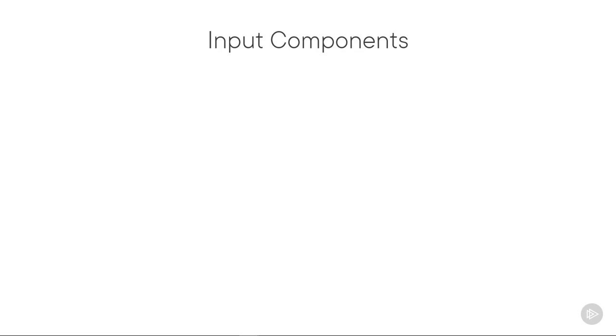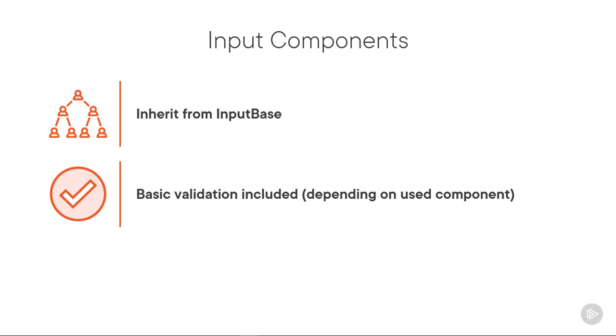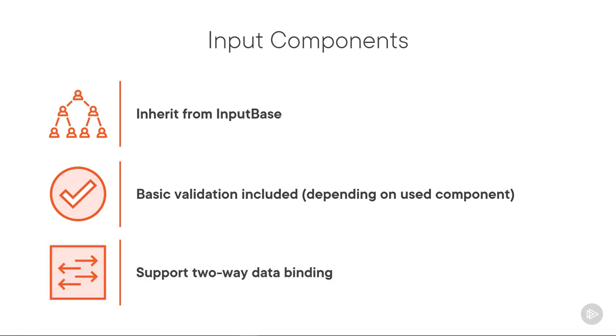The Blazor input components are, as you may have expected, components. They inherit from the InputBase class, and one of the things they do on top of rendering the corresponding HTML output is adding support for validation. How this works depends on the used component. We'll see that in the next part. These input components, like their regular HTML counterparts, support two-way data binding too, however with a slightly different syntax. Let's look at some code.